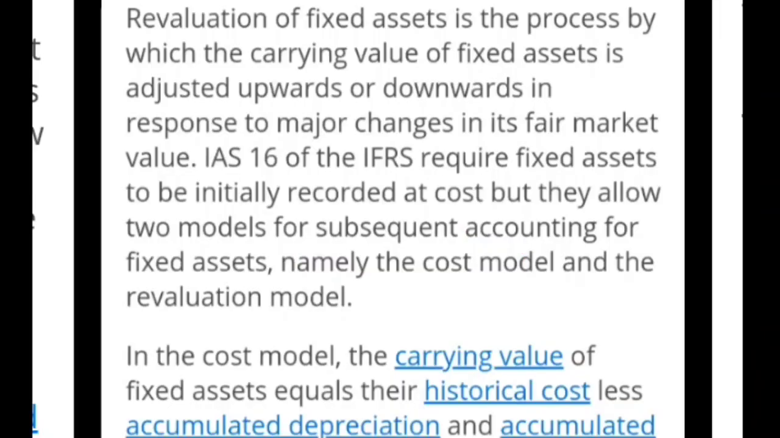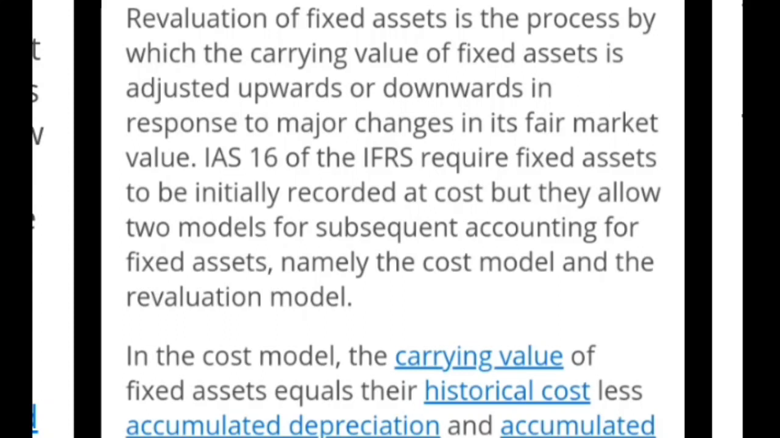Revaluation of fixed assets is a process by which the carrying value of a fixed asset is adjusted upward or downward according to the market value. So there are two ways in which we measure a fixed asset. It can be the cost model, or it can be the revaluation model. So what happens in the cost model? Let us discuss this.